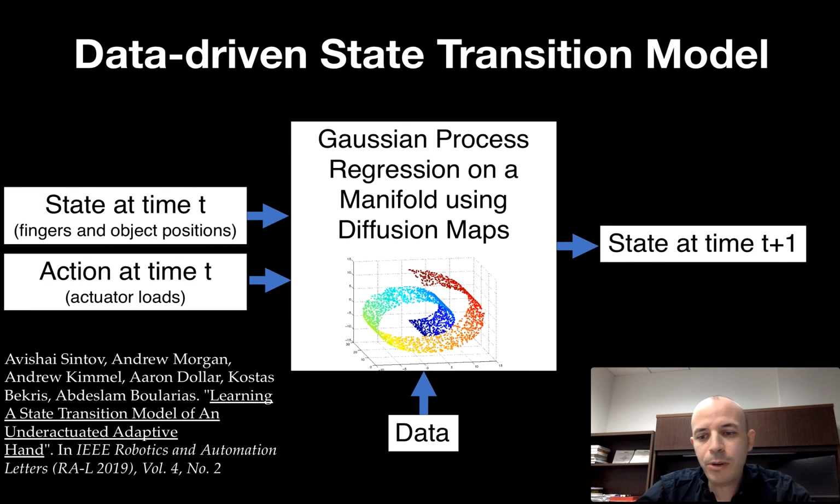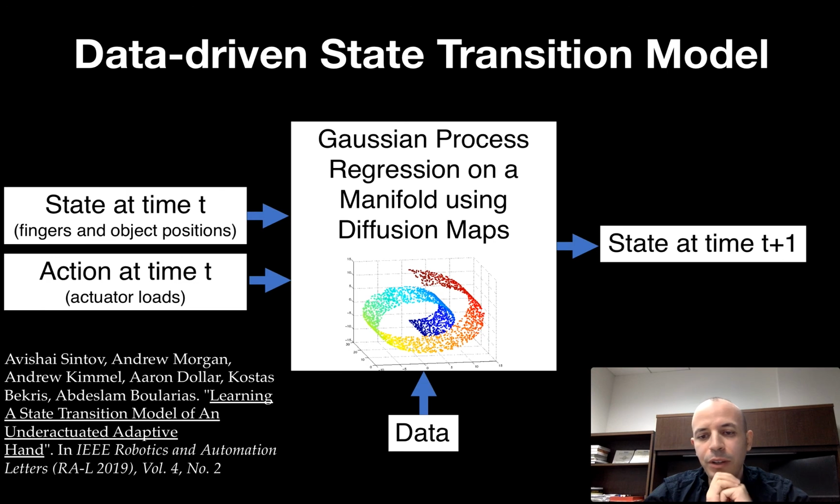The first method that we used for modeling the dynamics is a Gaussian process, where as an input we have state at time t, action at time t, and the output is state at time t plus 1. However, we noticed that if we use a kernel in the Gaussian process that is just a Euclidean distance or exponential of the Euclidean distance, it didn't work very well.